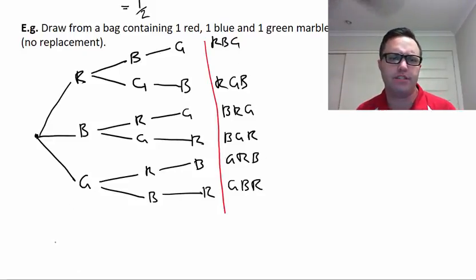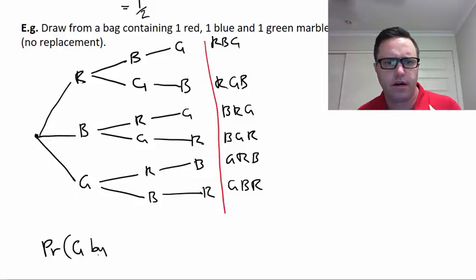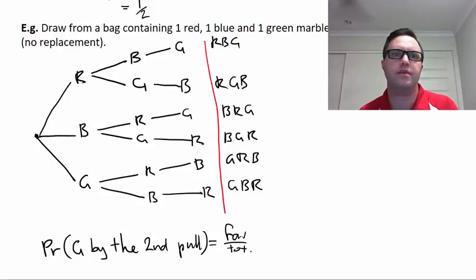Now, the probability question for this could be something like, what's the probability of getting a green by the second pull from the bag? So we've got the favourable over the total. And because we've got these in order, this is going to be easy. When do we get a green in at least one of the first 2? We get it here, and here, here, and here. So that is 1, 2, 3, 4 favourable events.